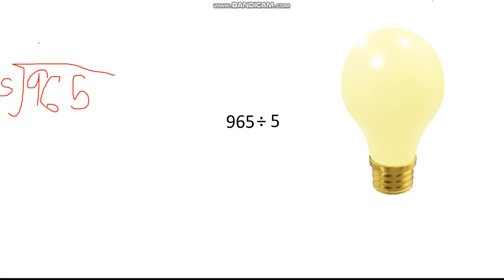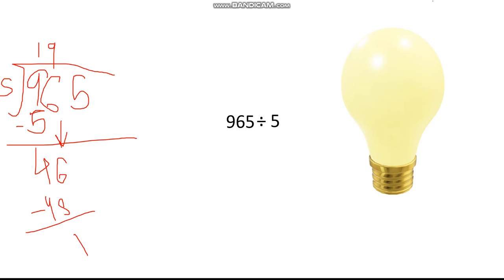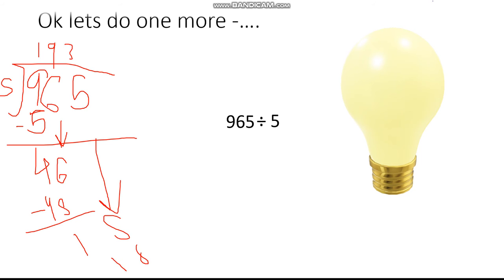5 times 1 is 5. The remainder is 4. Copying the number, we get 6. 5 times 9 is 45. The remainder is 1. Copying the digit 5. 5 3s are 15. So, our answer is 193.